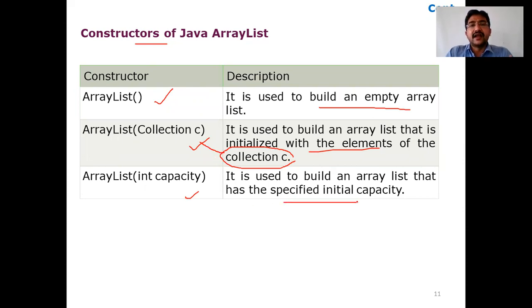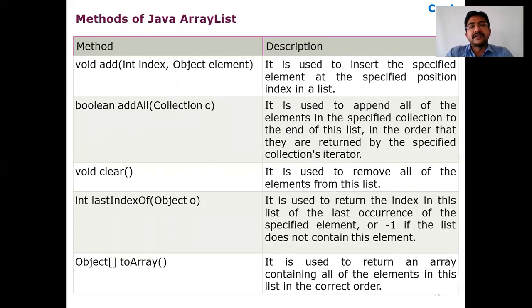Capacity in the sense, like we are going to create an array list of some size. You can view the size as 10, 20, 30, the capacity is nothing but size. It can be used to build an array list that has a specified initial capacity. Initially, if you give 10 for the capacity, the size is 10. Later in the runtime, you can increase it dynamically because array list is a dynamic array. Normally, array is a static array. Okay, so these are the 3 constructors available in array list.